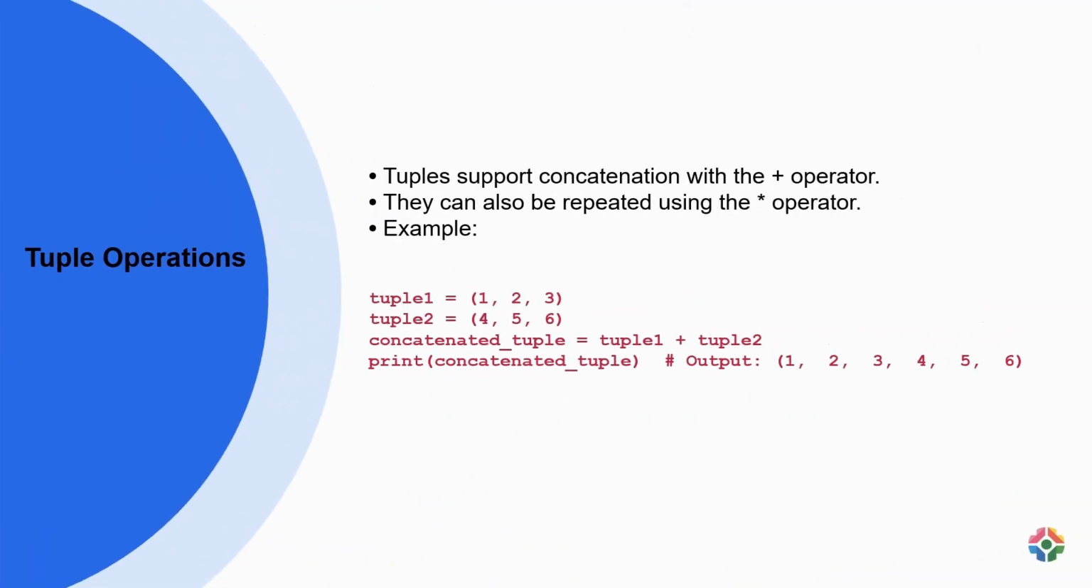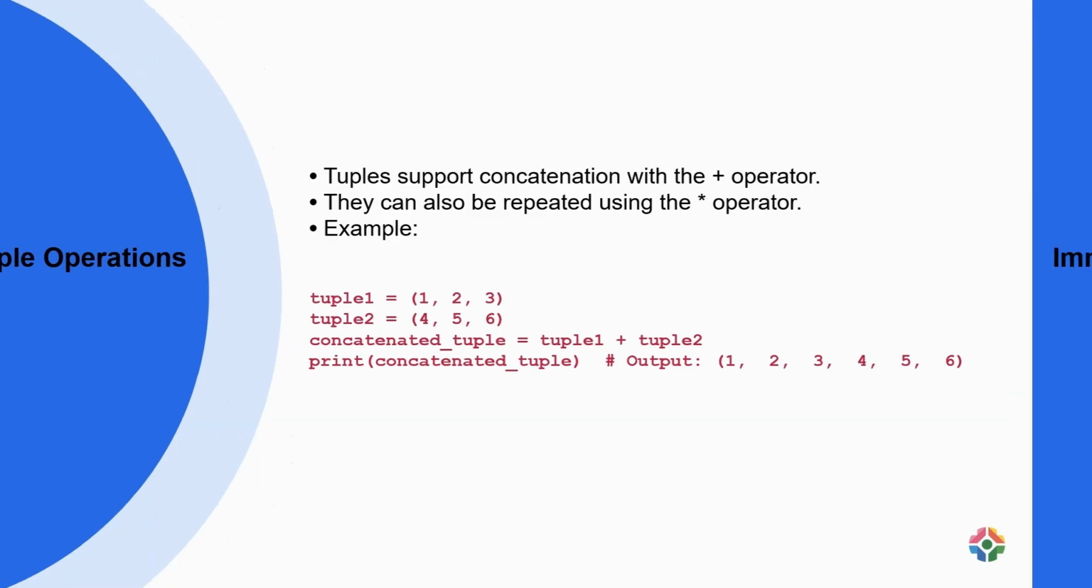Tuples in Python can be concatenated using the plus operator and repeated using the star operator. For example, if you have two tuples, tuple1 = (1, 2, 3) and tuple2 = (4, 5, 6), you can concatenate them by writing concatenated_tuple = tuple1 + tuple2. When you print concatenated_tuple, you will get the output (1, 2, 3, 4, 5, 6). This shows that tuples can be combined like lists using the plus operator.